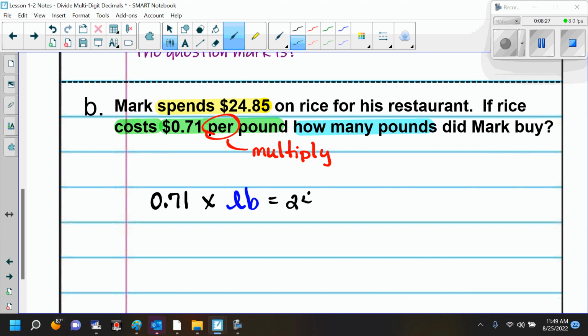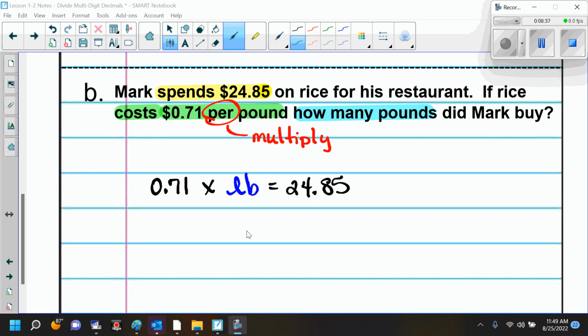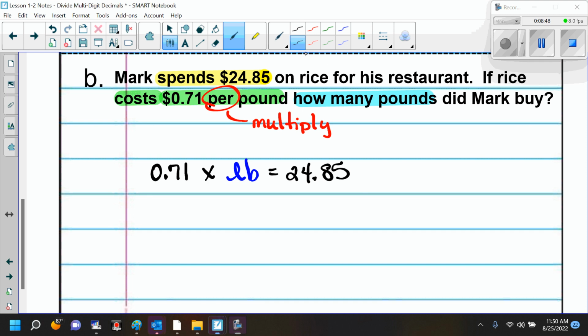So that's $24.85. Does everybody see that? You remember the example we just did? So we want to change this multiplication problem into a division problem. Is everybody with me? So the division problem that we're going to write is $24.85 divided by the 71 cents, and that's going to equal the number of pounds he bought.